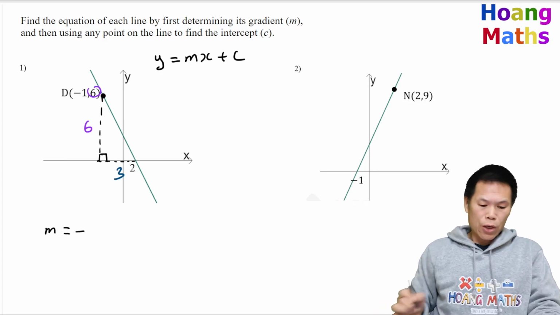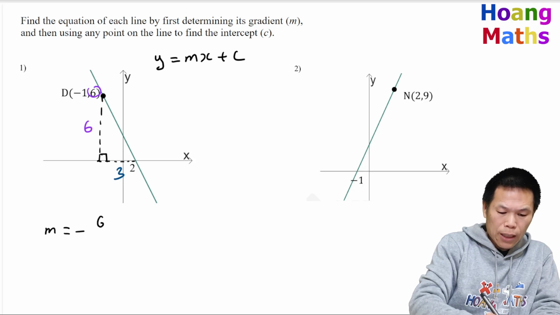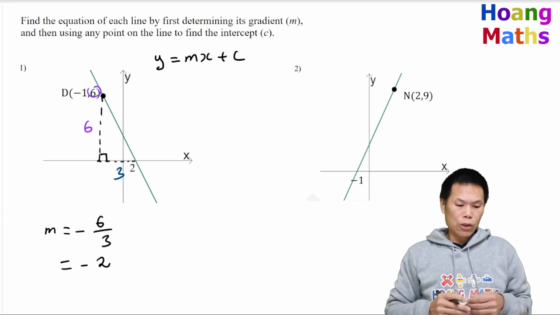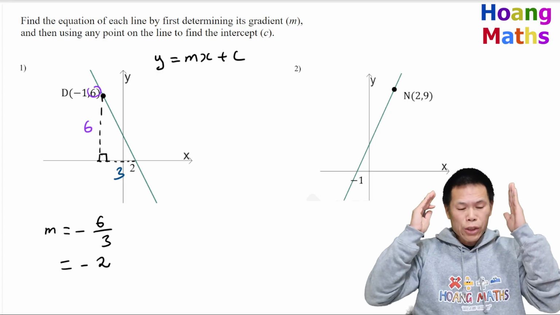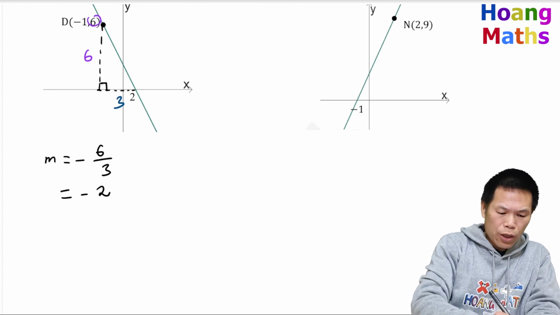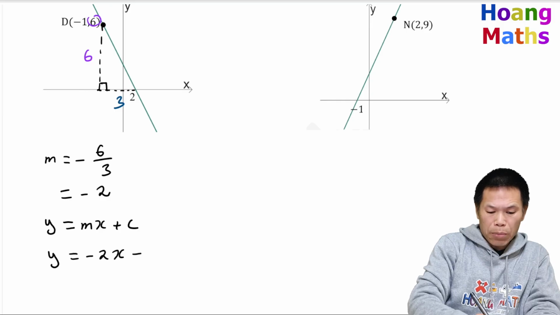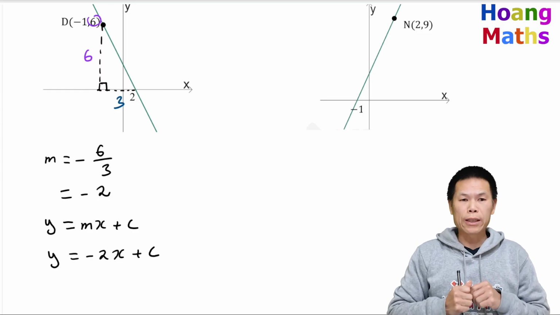So let me just work out the gradient. The gradient is rise, 6, over run, 3. So m is -2. This is the gradient of this straight line here. Now we just need to find the value of c. We know that y is mx plus c, and m is -2. So y is -2x plus c.